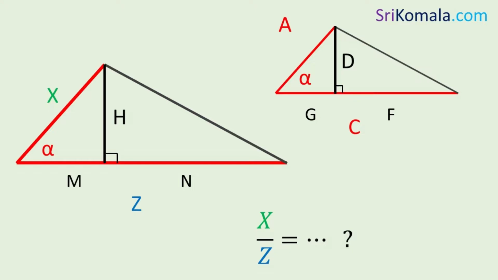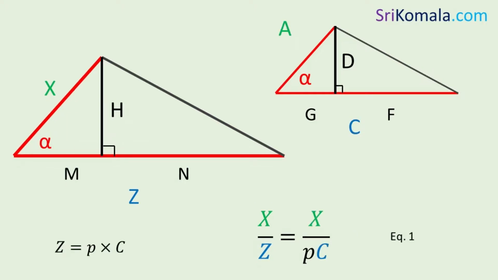Next, let us focus on the ratio of the two sides in the larger triangle. That is the ratio of side X and side Z. The base of the bigger triangle, that is side Z, is made by multiplying the base of the smaller triangle by a factor of p. From this, we get equation 1.